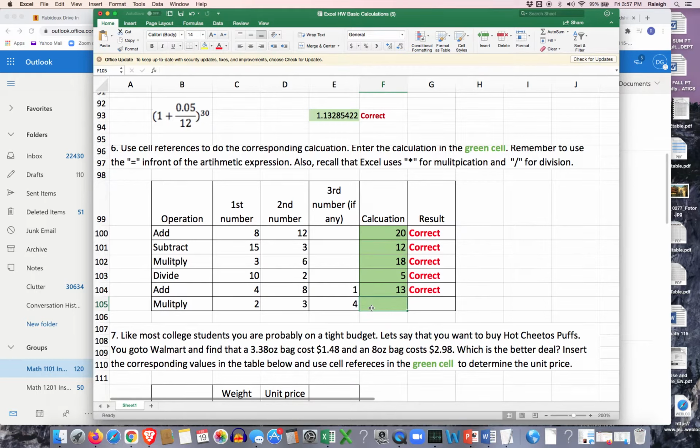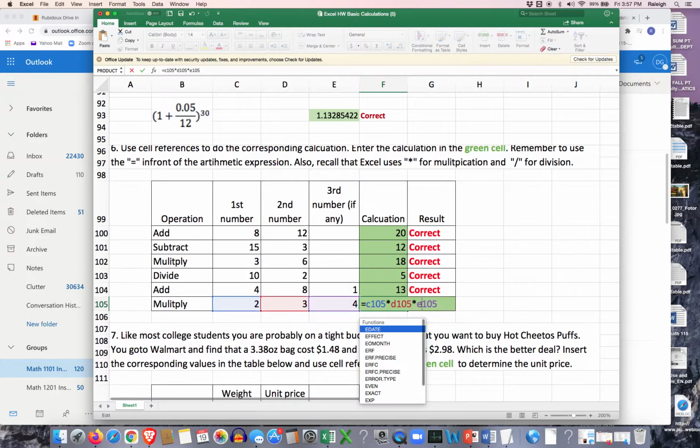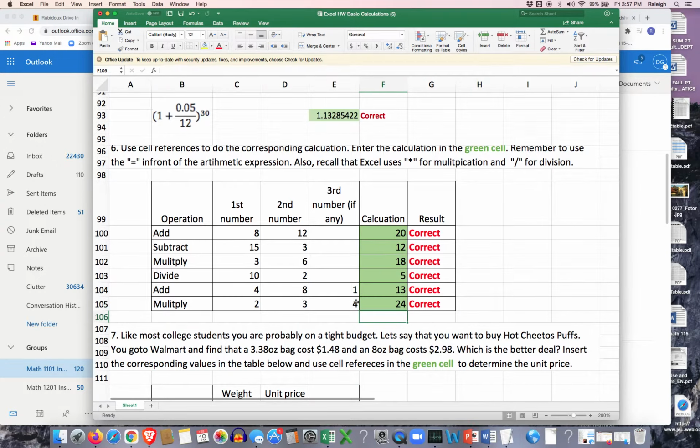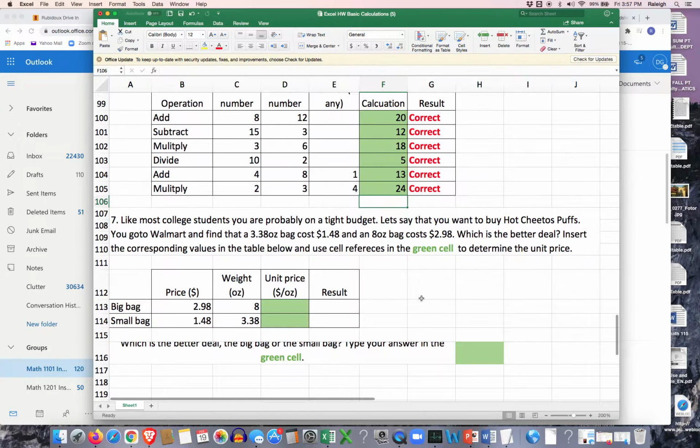And one more here, we have equals C105, and type in the 5, and we're going to multiply that by what's in D105, and then let's not forget E, because we do have an E column as well for a third number, if any. We do have a third number, so multiply by E105, and I got to get an E in there, not a 3, of course. So there's your E, and now let's hit enter. I don't know what that's doing, but let's hit enter, and yes. 2 times 3 is 6, and then 6 times 4 is 24. That is correct for sure.